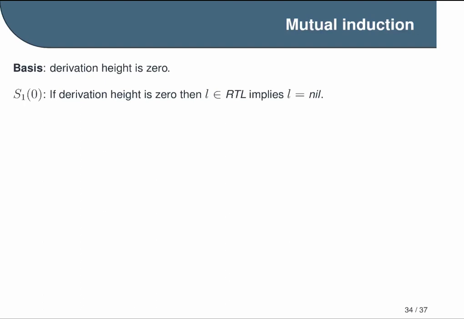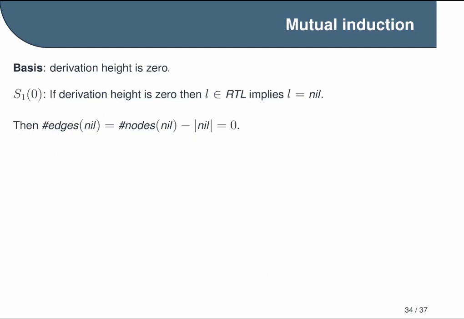And we're saying here that if the height is 0 and L is in the set of rooted tree lists, then certainly L is nil, or the empty list. And then all we have to do is say, well, does our claim hold when we're talking about the empty list? Well, the number of edges in the empty list is 0. The number of nodes in the empty list is 0. And the length of the empty list is 0. So 0 equals 0 minus 0. So that is true.